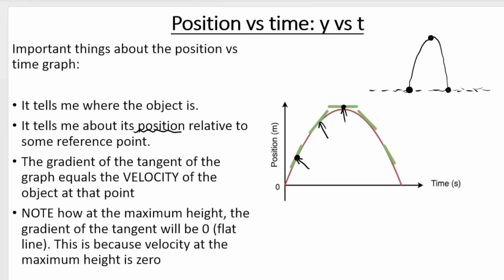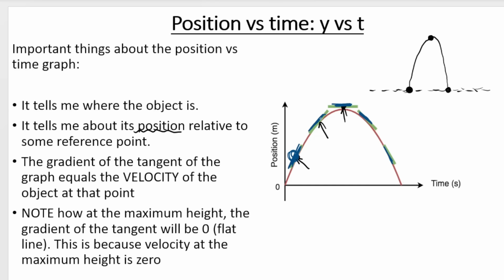Now, take note how these tangents over here, this line, has an increasing slope. It has a positive gradient. Positive gradient, this will be a 0 gradient, and yet negative. Negative. And it makes sense because at this point over here, the object is traveling upwards. Okay, so it has a positive velocity.